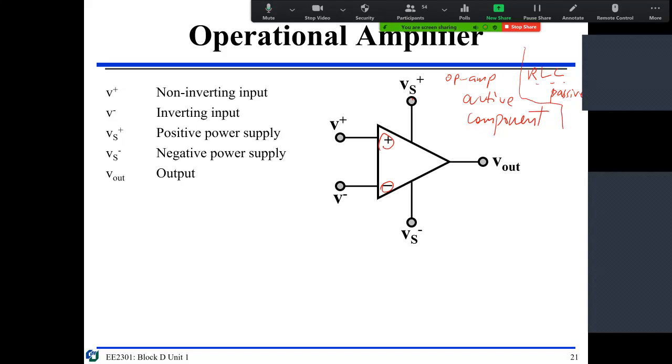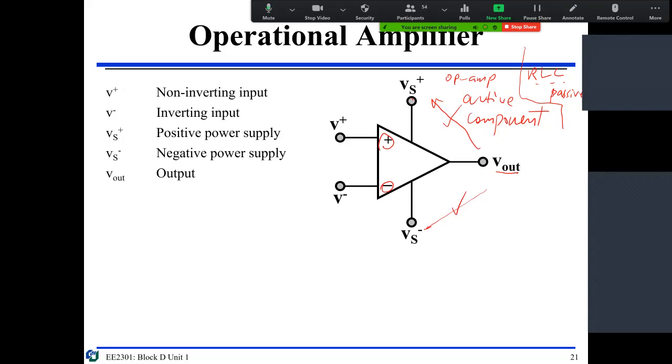It's connected. But now we have an active component in here. So physically speaking, your maximum possible V out is this one, and the minimum possible output is this one. So yes, there is a saturation limit.